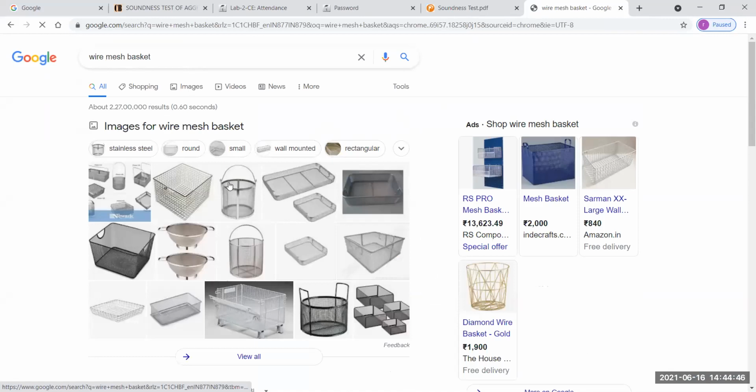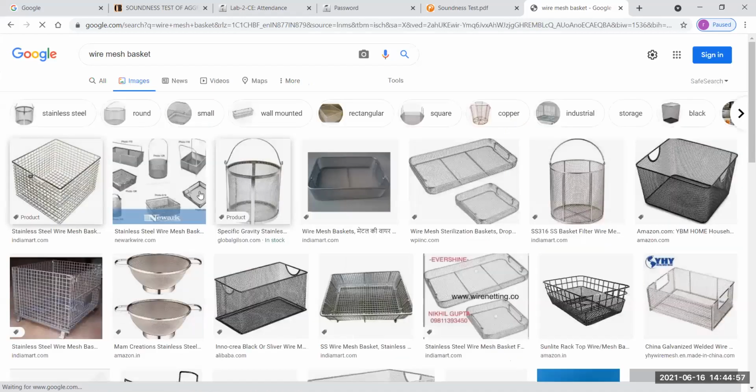So is it visual to everyone? Yes, sir. This is your wire mesh bucket. This is one kind of your wire mesh bucket. This is another kind of wire mesh bucket. Generally, we use this type of bucket in our testing of durability.